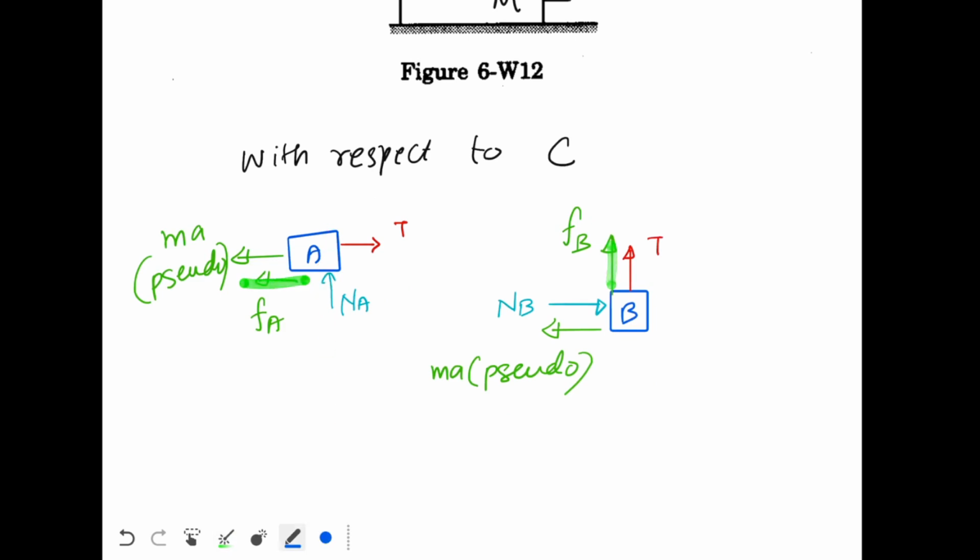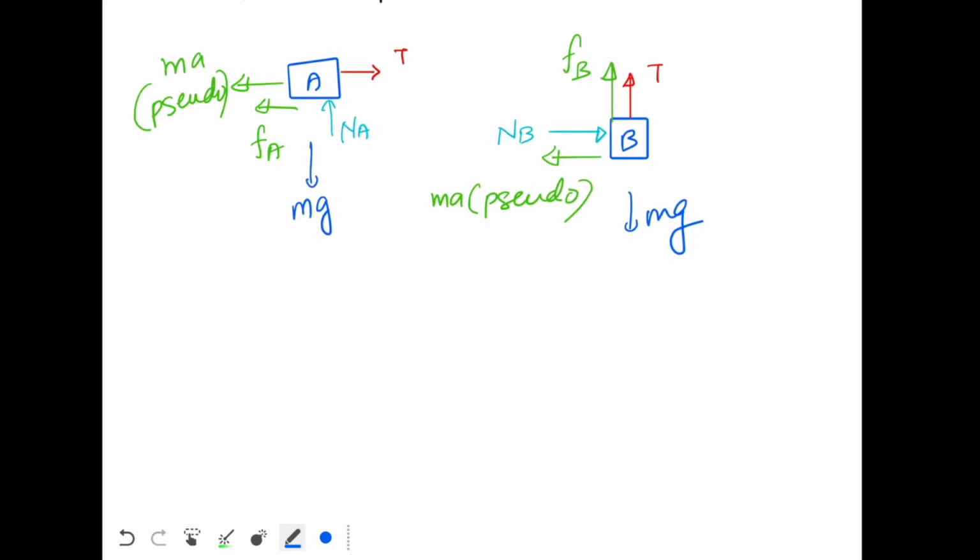Then we got mg downwards on each block. Now we want the net force to be 0. So let's see how to do that. So first of all, NA will be equal to mg, NB equal to ma.